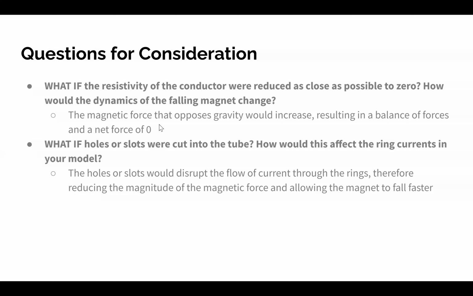So if holes or slots were cut into the tube, this would have the opposite effect. The holes would disrupt the flow of current through the rings and therefore reduce the magnitude of magnetic force and allow the magnet to fall faster.